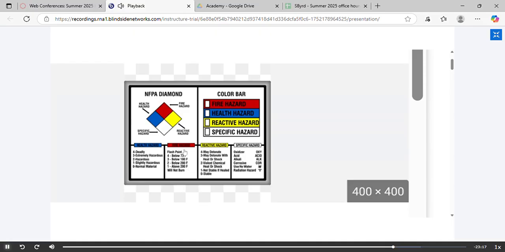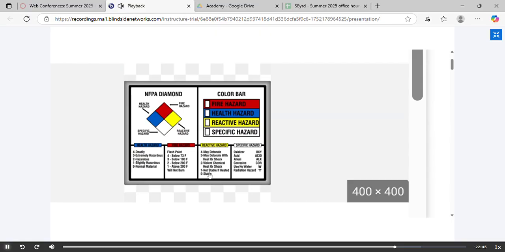Fire is talking about the flash point. When do they ignite is really what it is. And again, the lower the number, the less hazardous it is. So if you have a 1, then that means that this substance is not going to ignite unless the heat or the temperature is above 200 degrees Fahrenheit. And it's going to get all the way up to number 4, which is it can ignite if the ambient temperature is below 73. So that's pretty bad, right?